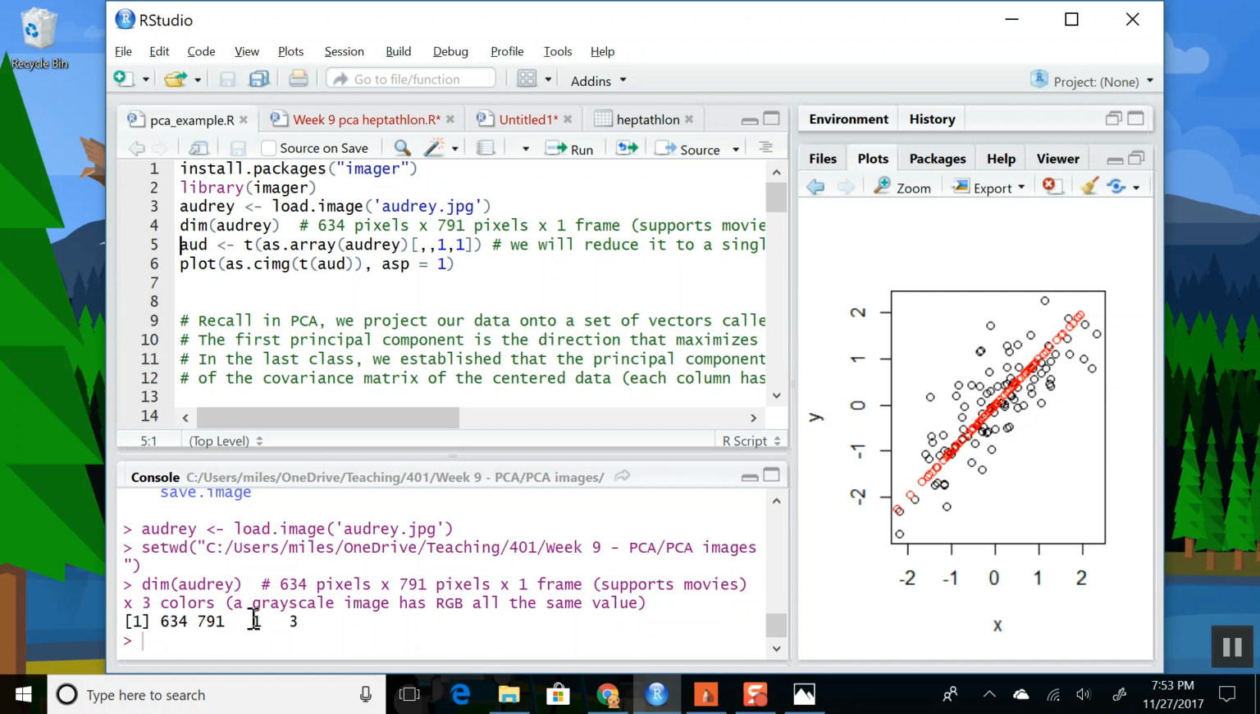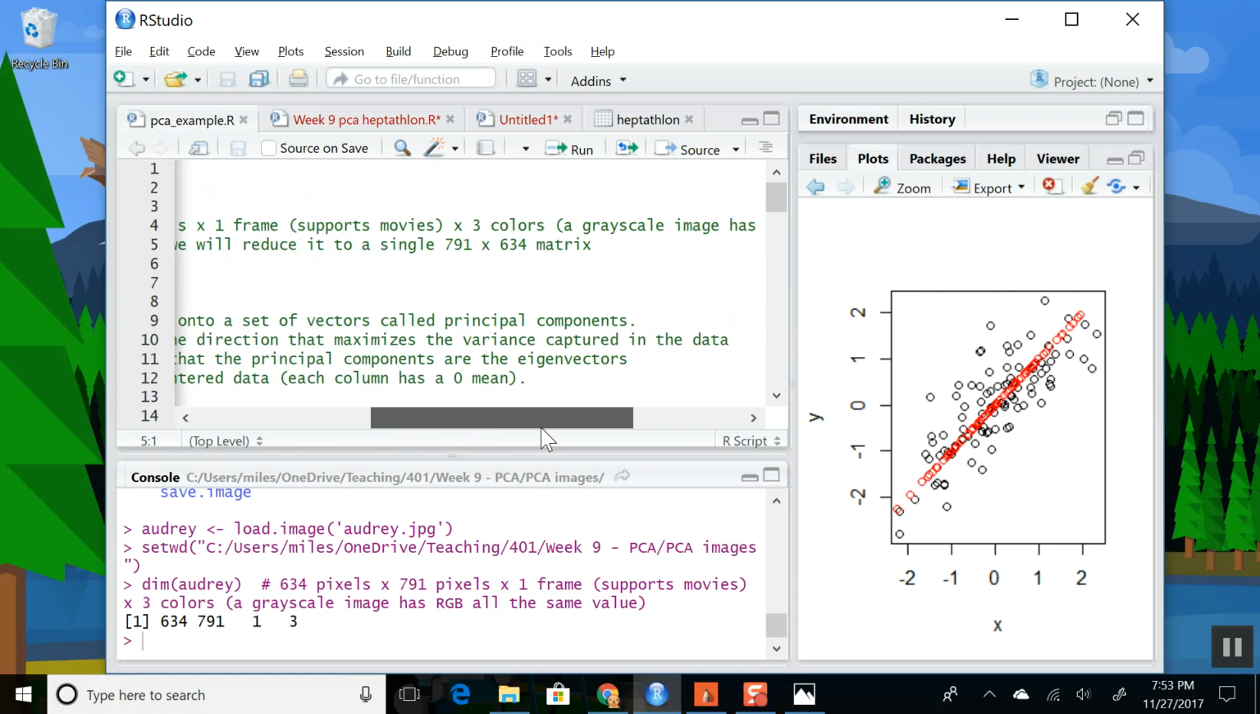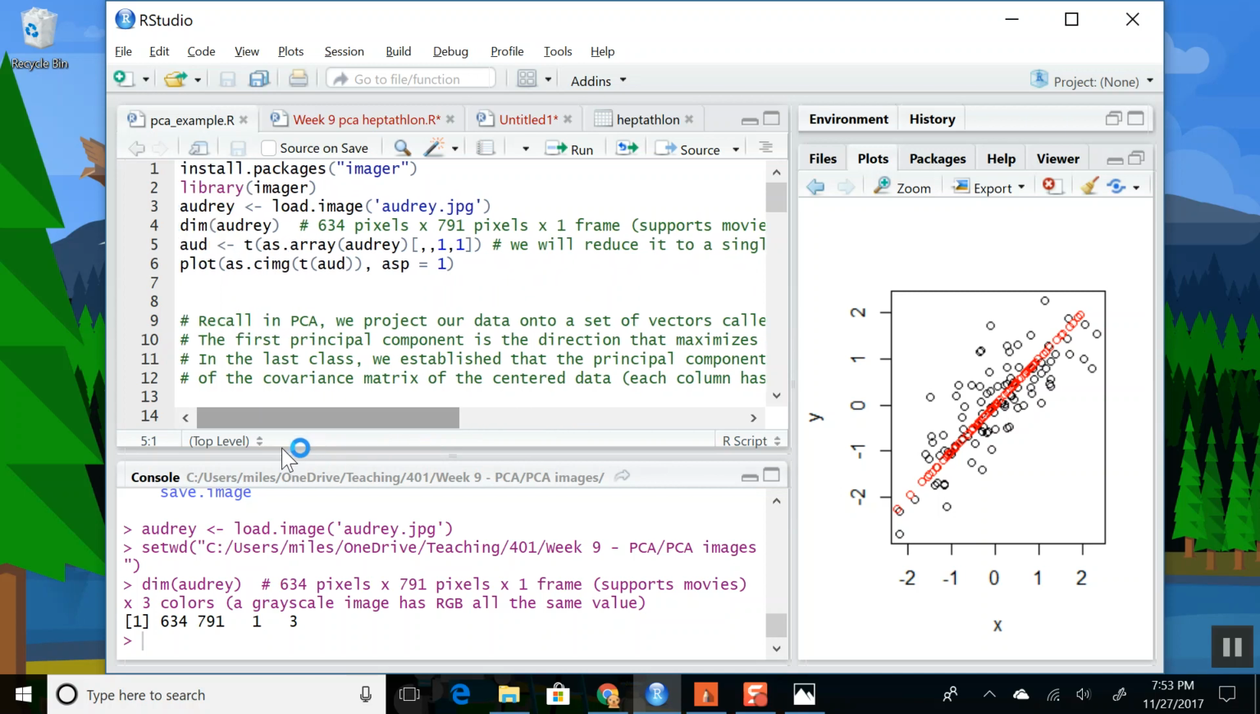It's 1 frame because it supports things like movies or GIFs, and I say GIF, but I don't know. All right, you guys, maybe whatever. And then there are 3 channels for red, green, and blue. It's a black and white image, so all 3 channels have the same value here.